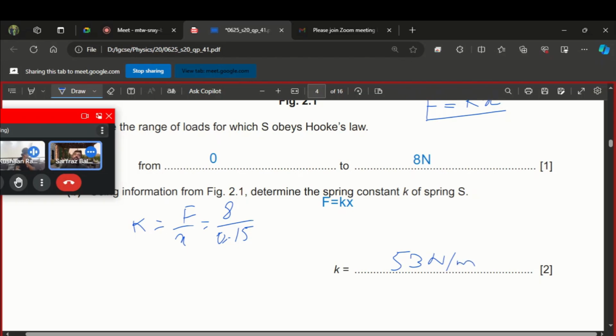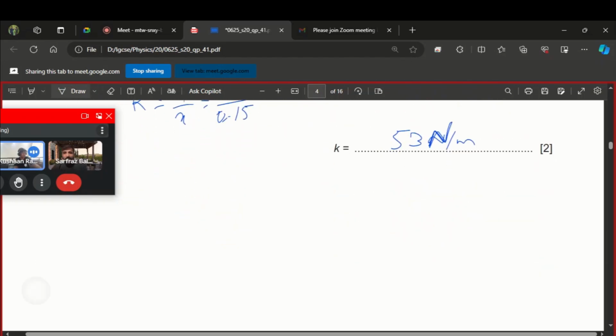Is it okay? Why have I written the unit Newton per meter for this k? Because it is Newtons divided by meters, so force divided by extension. Yes, very good. Okay.